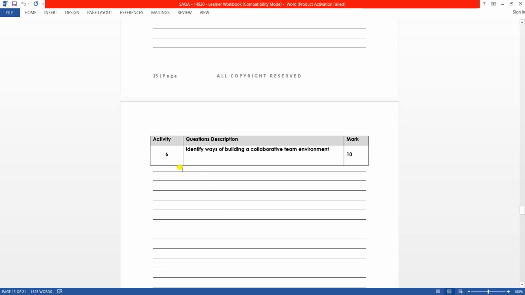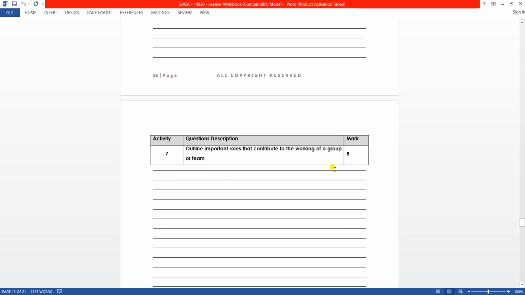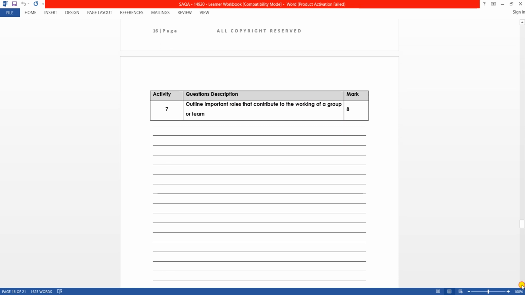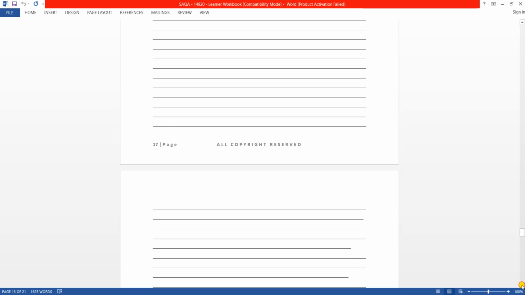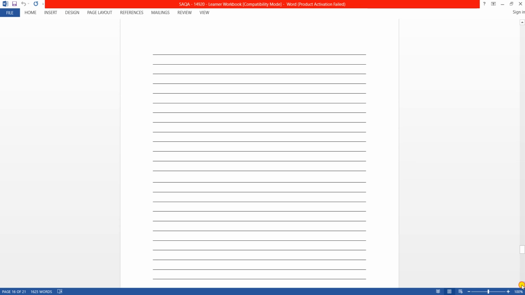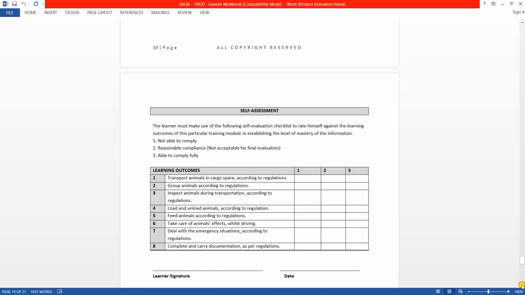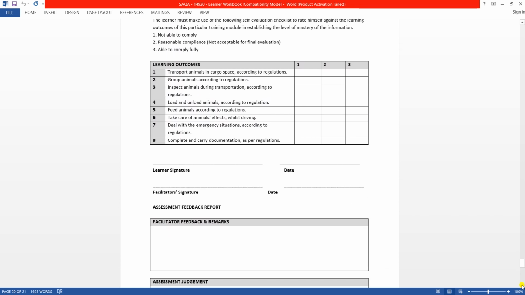And also for activity 6, you need to identify ways of building a collaborative team environment. That's for 10 marks. And for activity 7, you need to outline important roles that contribute to the working of a group or a team. That's for 8 marks. And that's it in terms of your learner workbook activities for this unit standard.